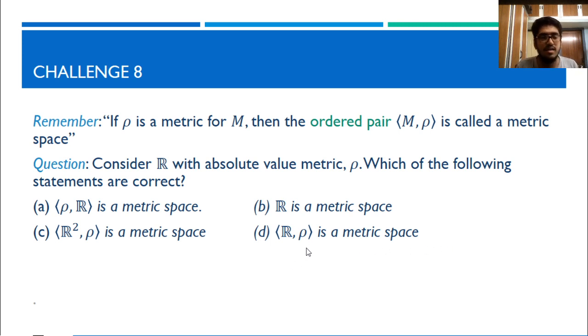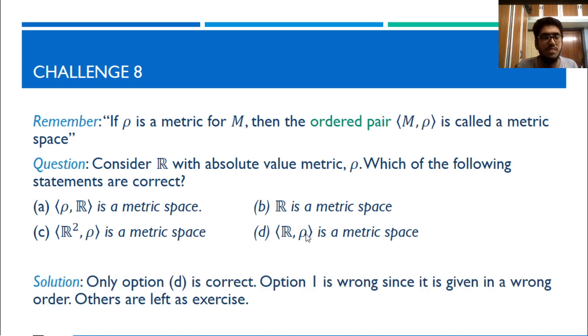We notice that by the definition, m comma rho is called a metric space, that is, the ordered pair is called a metric space. Here R with absolute value metric rho is mentioned, and by our definition option D alone is correct, because rho, this absolute value metric, is defined on R and it's an ordered pair, hence it should be given in the right order, R comma rho. That's how we eliminate the first option.